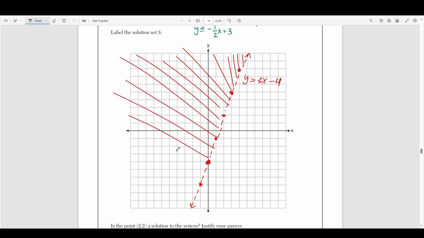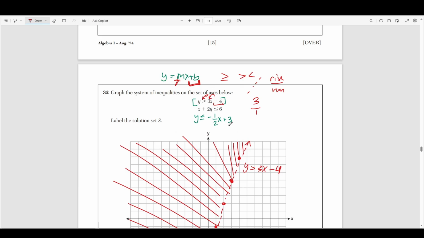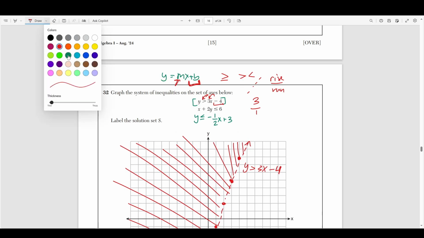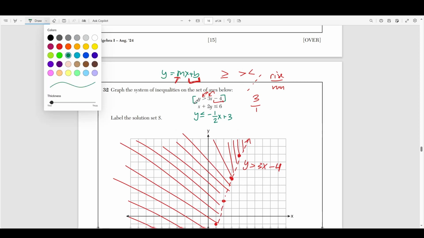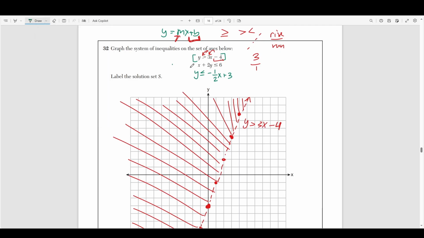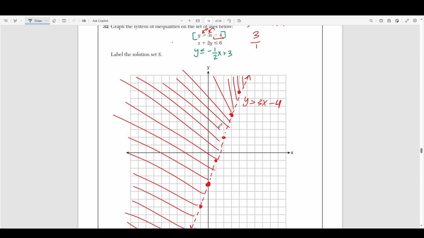Okay, so now that we have that done, we need to go ahead and graph our second point. So our second point I'm going to do in green. And now we have that y is less than or equal to negative 1/2 x plus 3. So again, following our rule, the first point that I want to graph is the y-intercept. So I'm going to go 1, 2, 3, and I'm going to put my first point down.